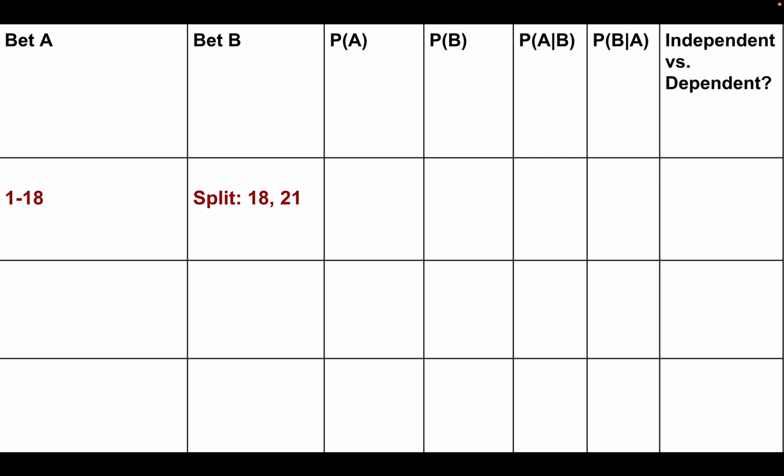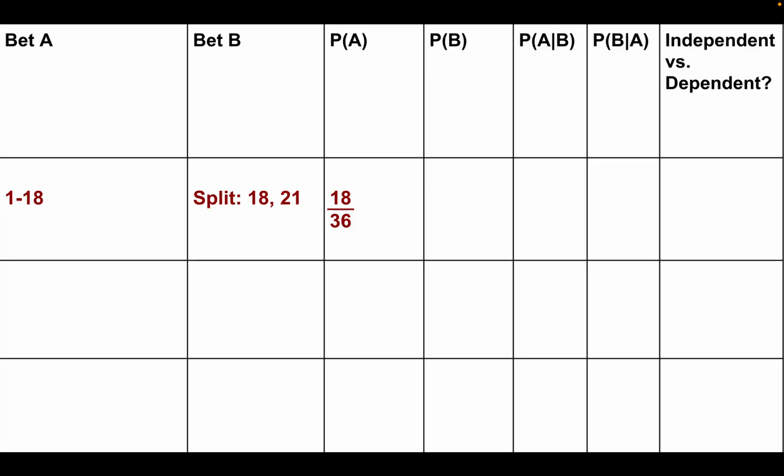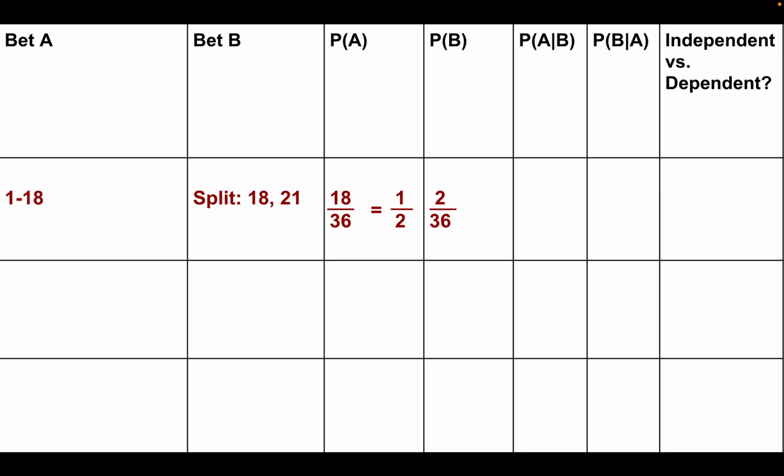So first, let's take a look at the 1 through 18 bet. So I'm just betting on these 18 numbers, 1 through 18. So this is going to be 18 out of 36 for a probability, or 1/2. And then we'll look at bet B. So that's the split bet. So I'm betting on 18 and 21. So that's 2 numbers out of 36. 2 out of 36 will equal 1 out of 18.